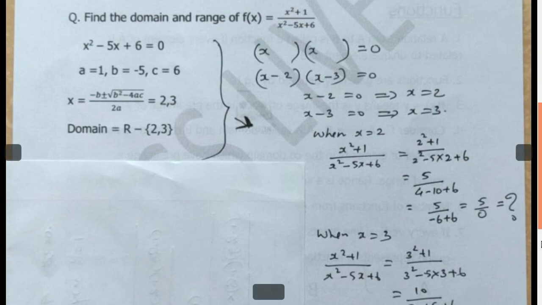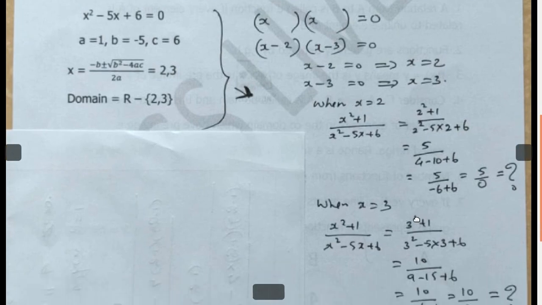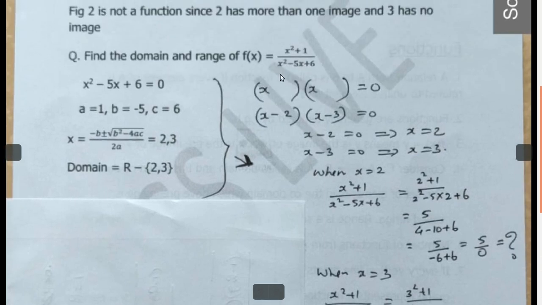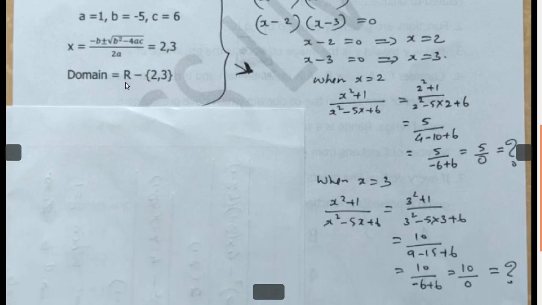Similarly, what happens when you substitute x = 3? The same situation is obtained, that is 10 by 0, which is not defined. So for this function, x values 2 and 3 are not possible. We have to eliminate 2 and 3 from the real numbers. That is the domain: domain is R − {2, 3}. Now we have to find its range, so let us see what the range is.